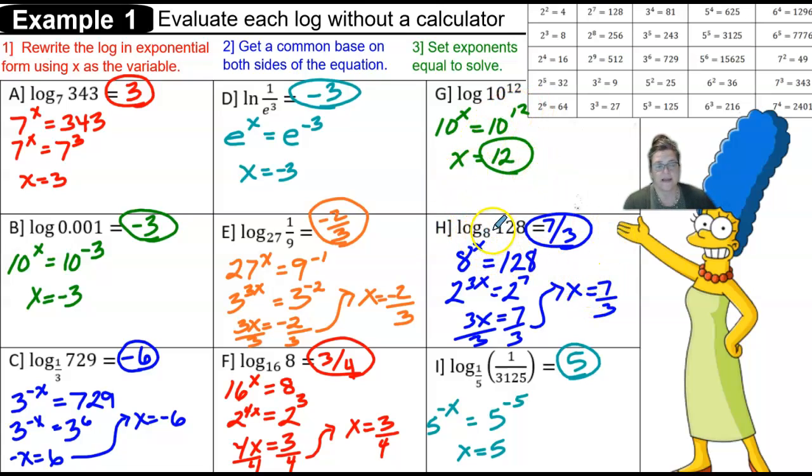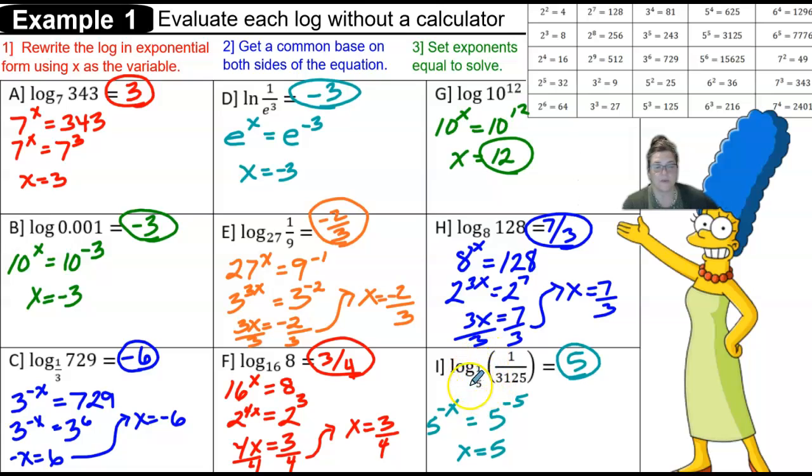Okay, the log base 8 of 128 would be 8 to what power equals 128? When you look at the table up here, 2 to the 7th power is 128. So we rewrite this as 2 to the 3rd times x. So 2 to the 3x equals 2 to the 7th, which is 128. Set your exponents equal, and x equals 7/3.